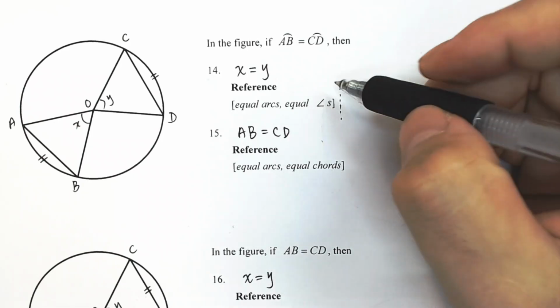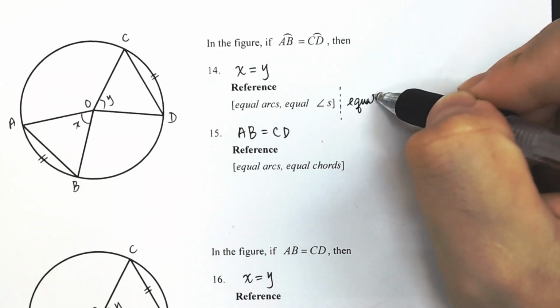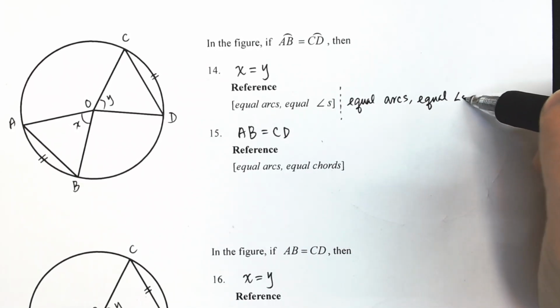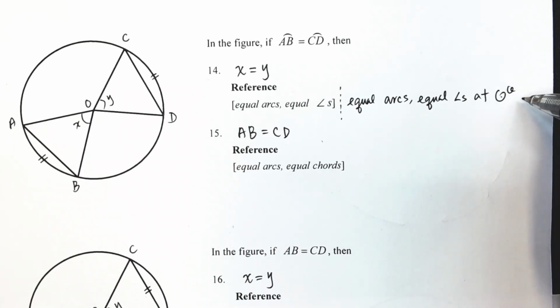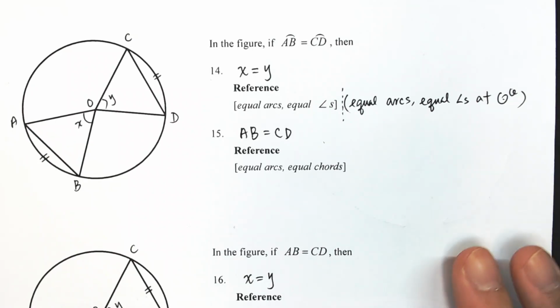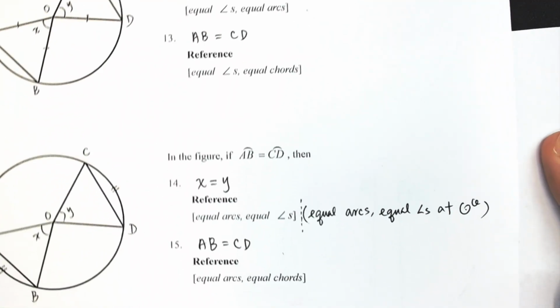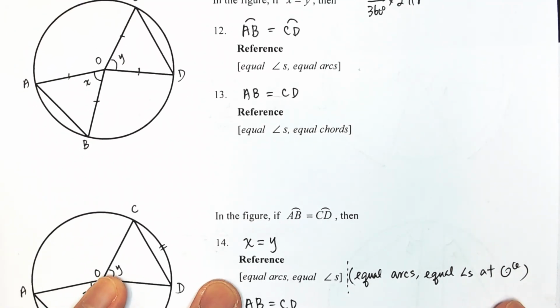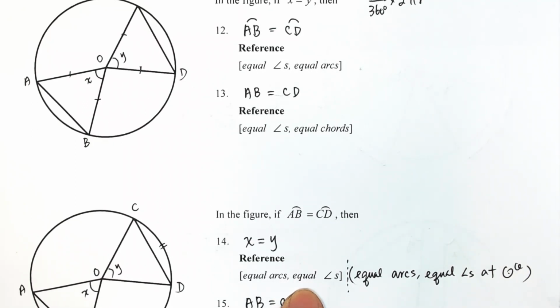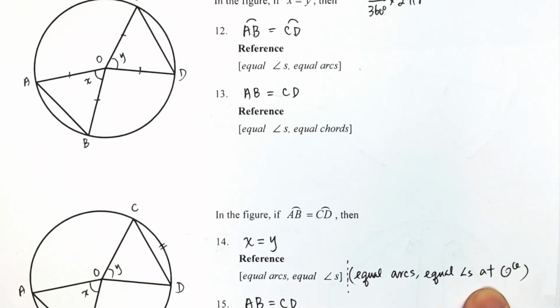Okay, so you can add the same thing, equal arcs, equal angles at the circumference. Okay, so for equal things, you can create your own reference based on the need, whether it's at center or at the circumference. Okay, you do not need to point out if it's applied to the angle at center. But if it's about angle at the circumference, you need to say it.